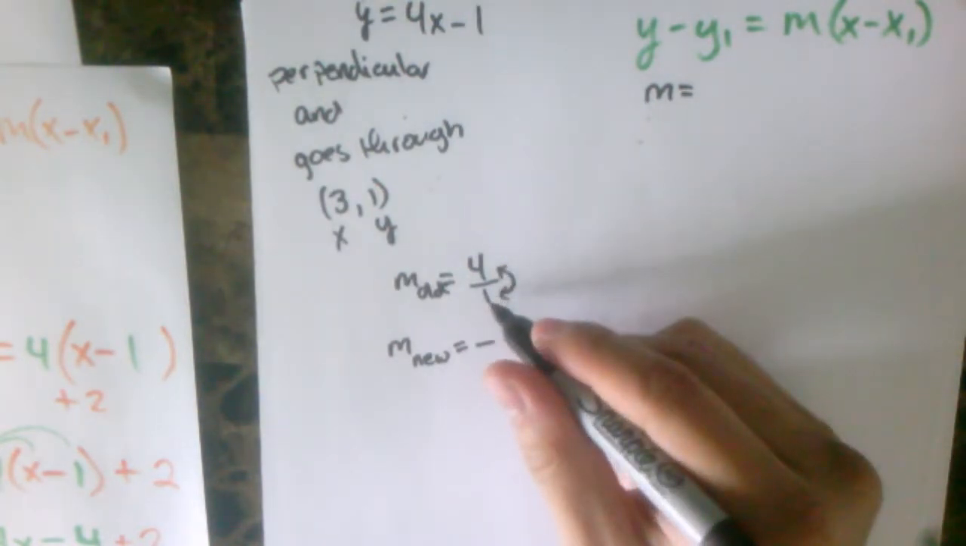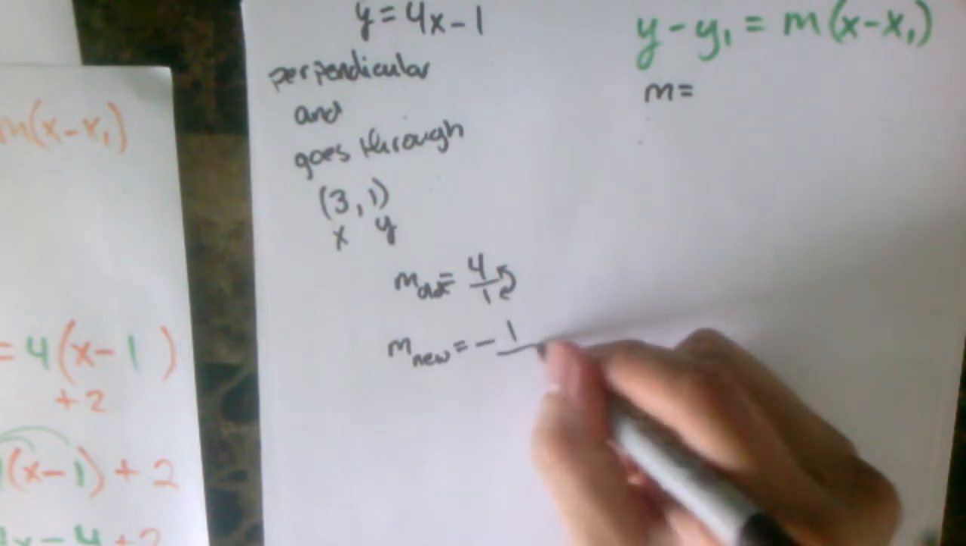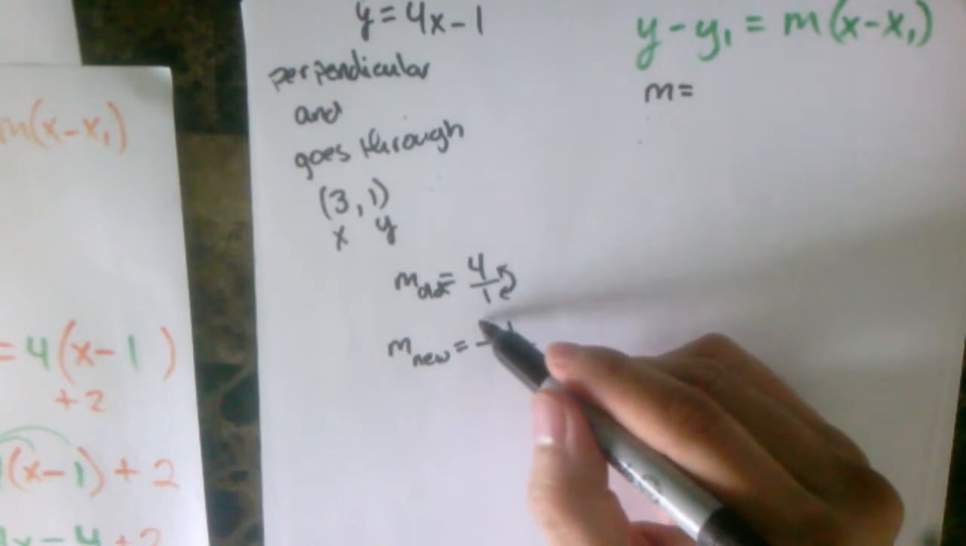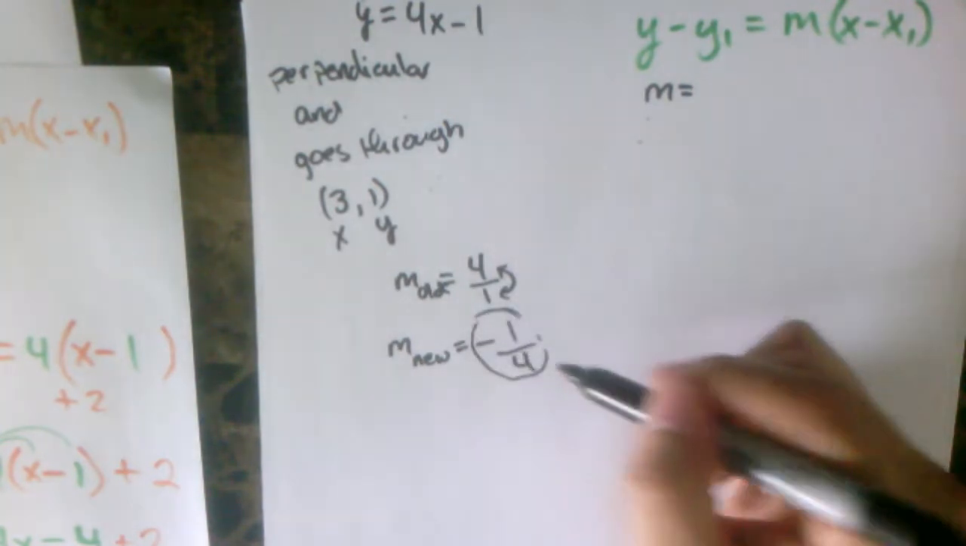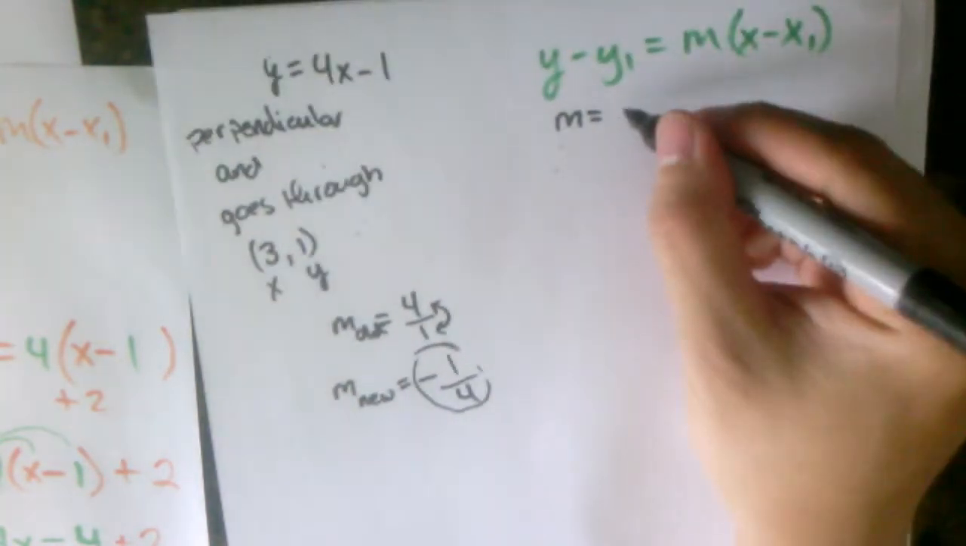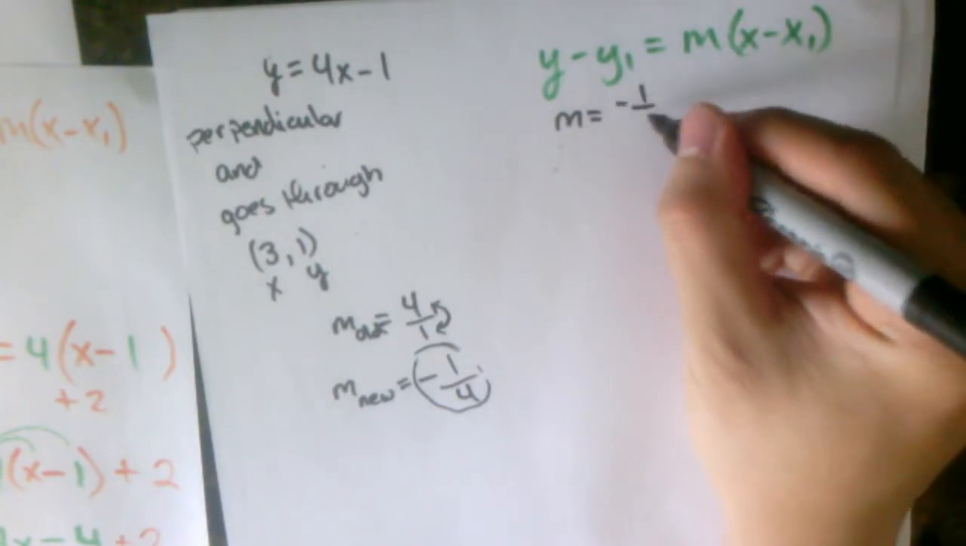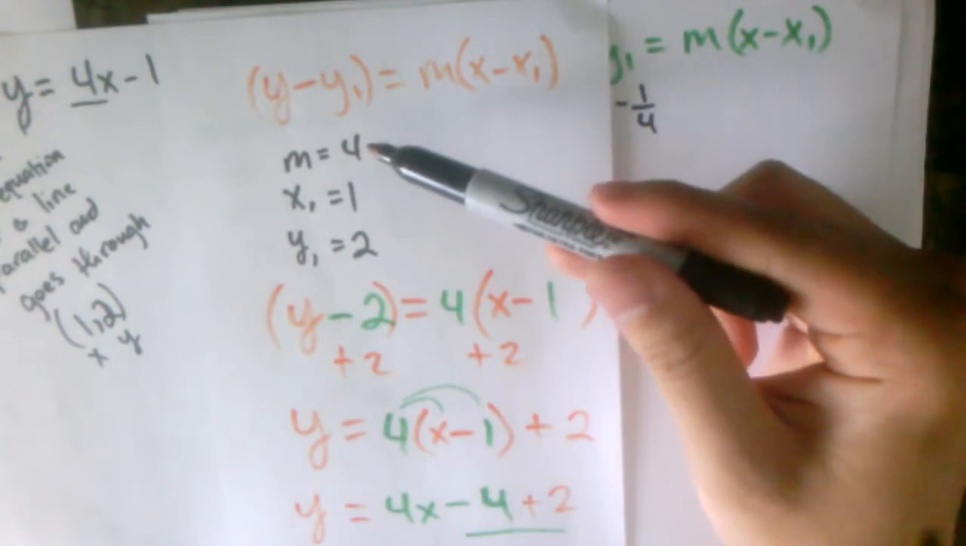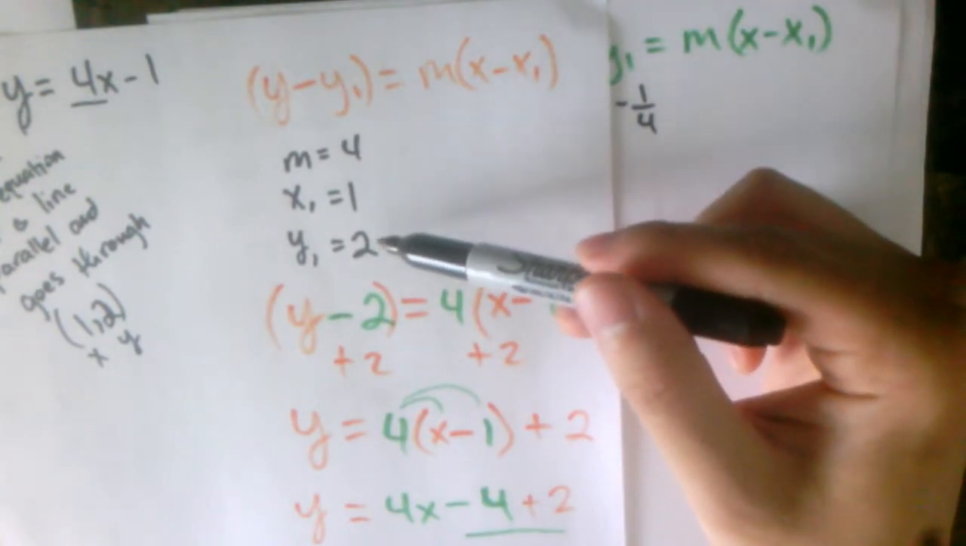So it switches. Instead of the 1 being on the bottom, let's write it on top. And instead of the 4 being on top, let's write it on the bottom. This is the slope that you need for your problem. So we're going to put it right here. Negative 1 over 4. And remember last time, we needed to name our slope, name our x1, name our y1.